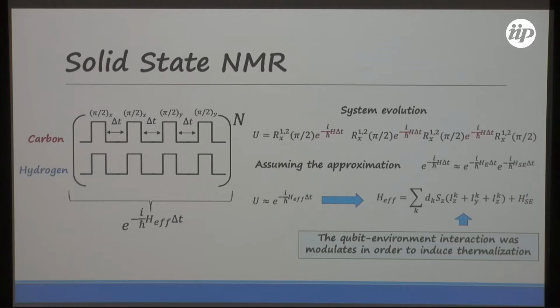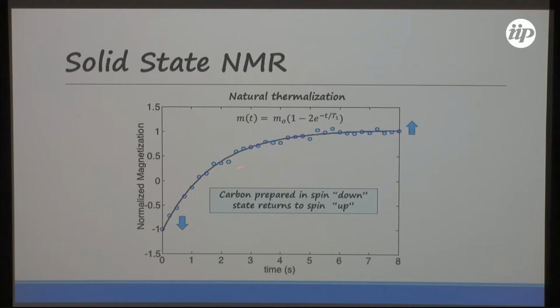So when I do this, I modulate the system-environment interaction. Now in the coupling Hamiltonian between the qubits and the environment, you not only have the spin operator in the Z direction, but also spin operators in Y and X directions. This should be X here. With this Hamiltonian, you thermalize the carbons with the hydrogens.